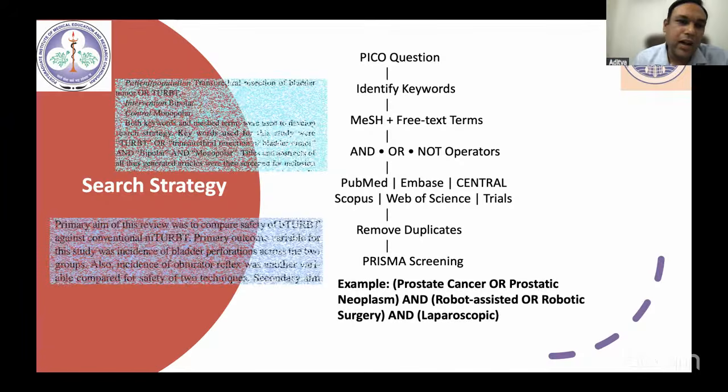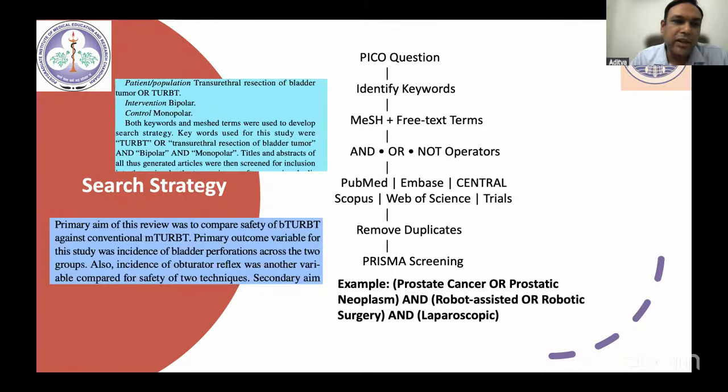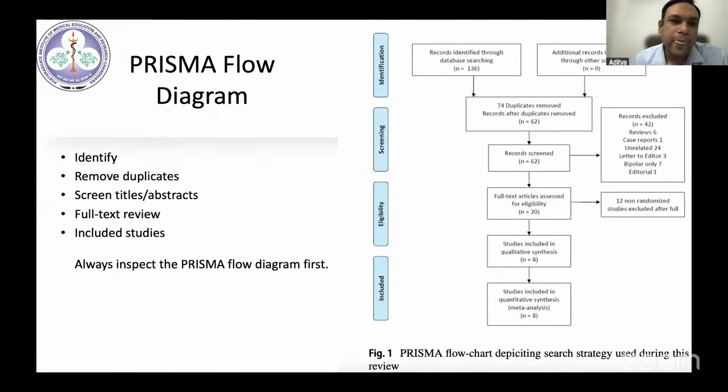So for our TURBT one, we had TURBT or transurethral resection of bladder tumor and bipolar and monopolar, and you can have a different strategy, but that strategy has to be published a priori in Prospero.